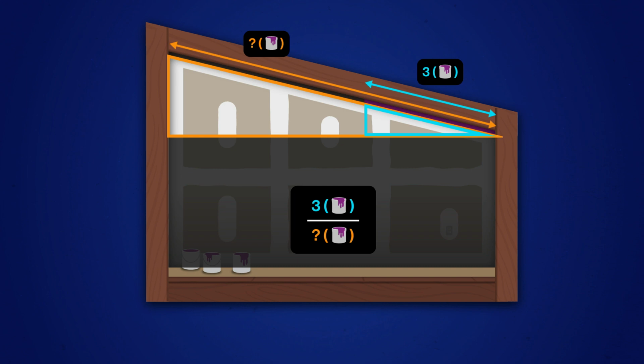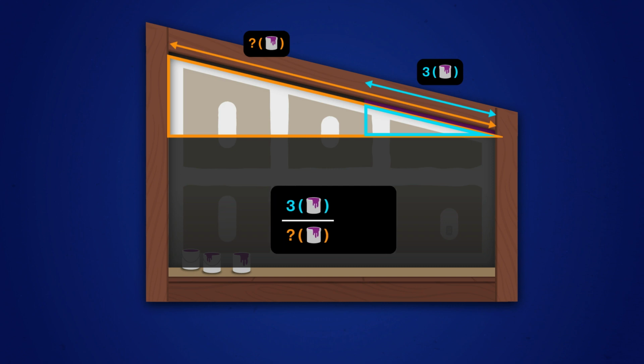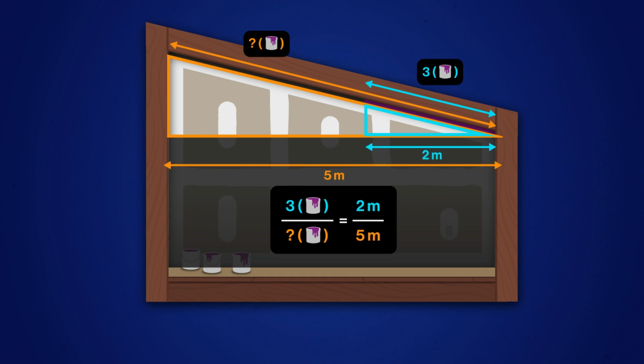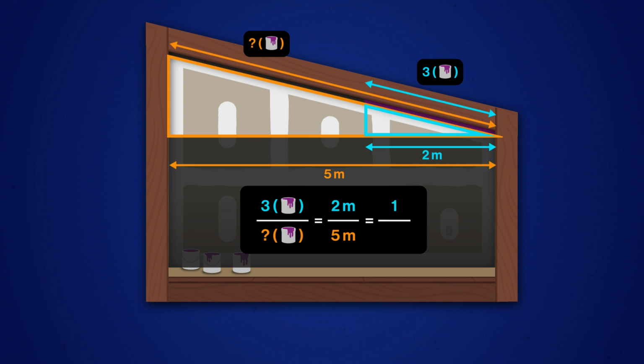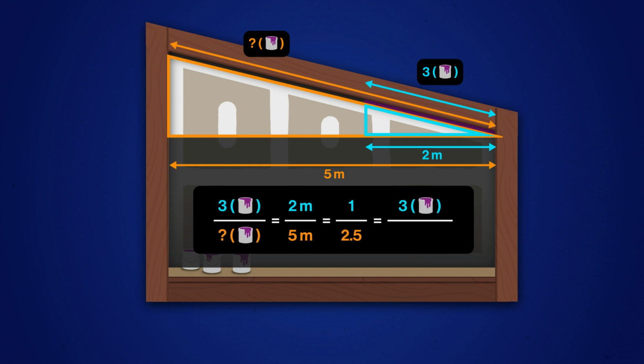And since the triangles are similar, the ratio between how much ceiling she's covered so far and the total length of the ceiling is the same as the ratio between how far across the room she got up to and the total length of the room. That tells us that the factor that transforms the small triangle into the big triangle is 5/2, which is 2.5. 2.5 times the 3 buckets she's already used means that the whole ceiling will need 7.5 buckets. Given she already used 3 buckets, it means she'll need 4.5 more buckets to finish the job.